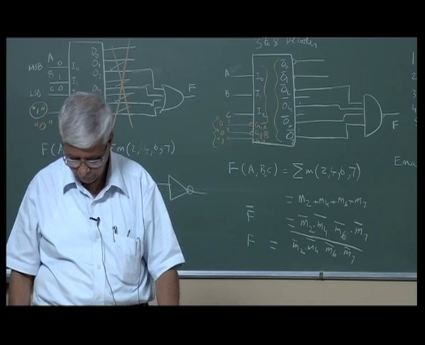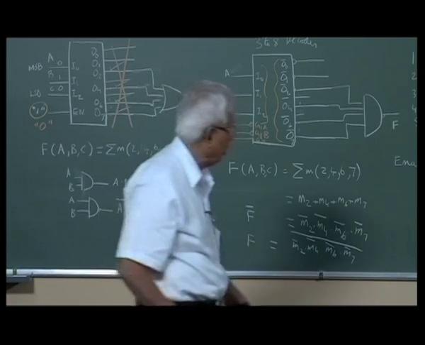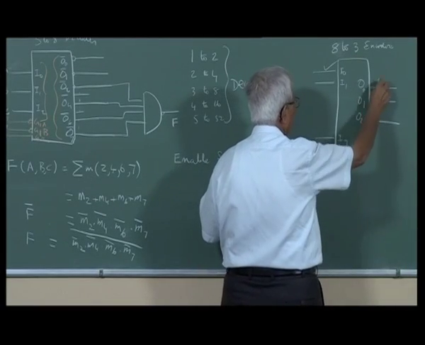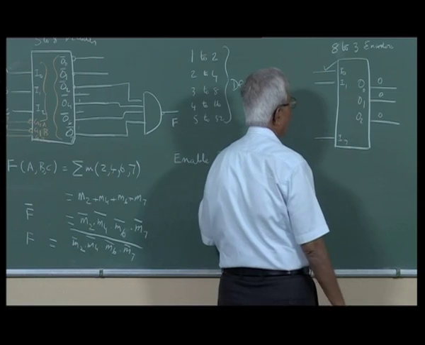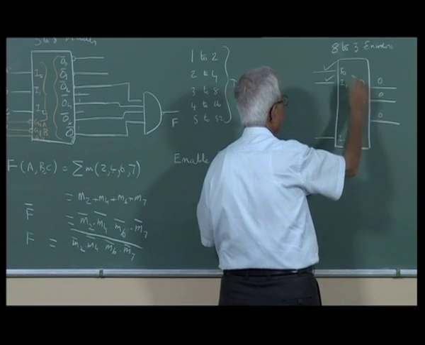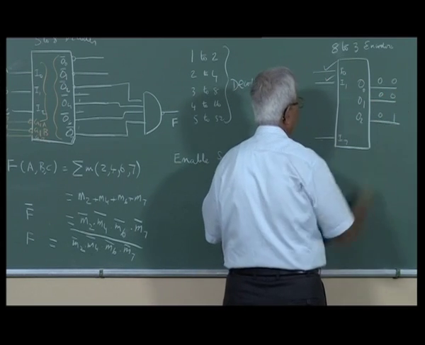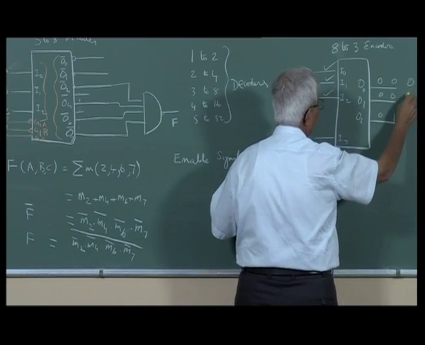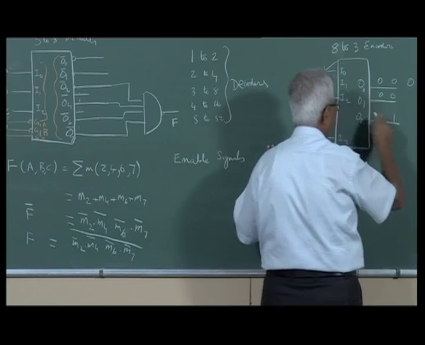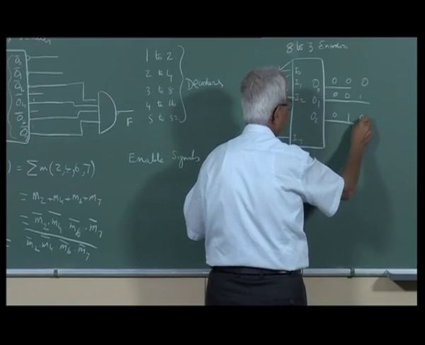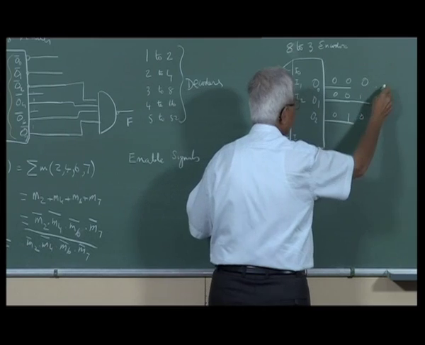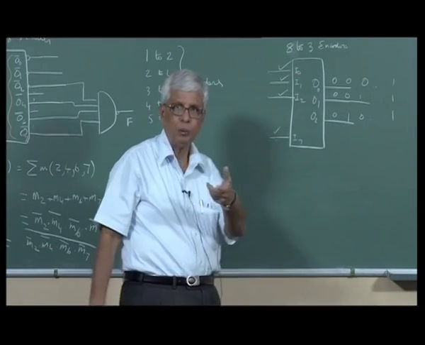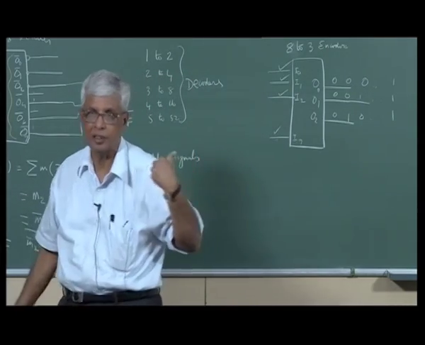So, now what is going to happen? If you give one input I0, this will become 0, 0, 0. If you give I1, it becomes 0, 0, 1. If you give I2, it becomes, I am sorry, this is LSB, so 0, 1, 0, and if you give I7, 1, 1, 1. From the output you can see what is the input combination which is active.